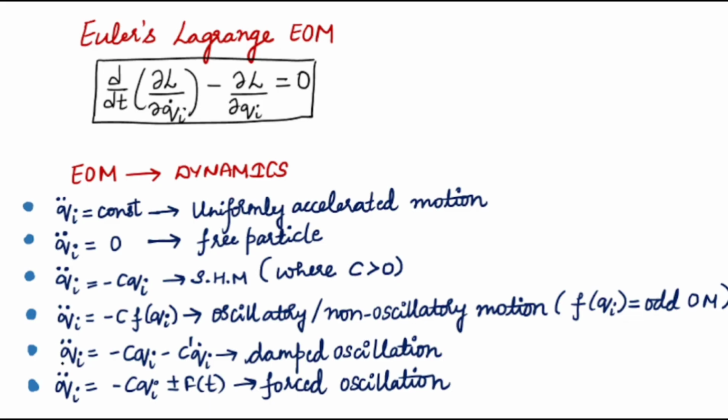Then coming to the next, qi double dot is equal to minus c into qi, where qi is the generalized coordinate, minus c prime, which is some constant, times qi dot, that is the generalized velocity. This equation of motion represents damped oscillation. Then qi double dot equal to minus c into qi, plus or minus a function of time, represents forced oscillation.